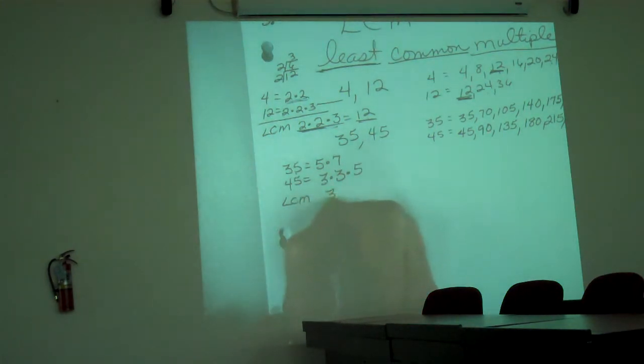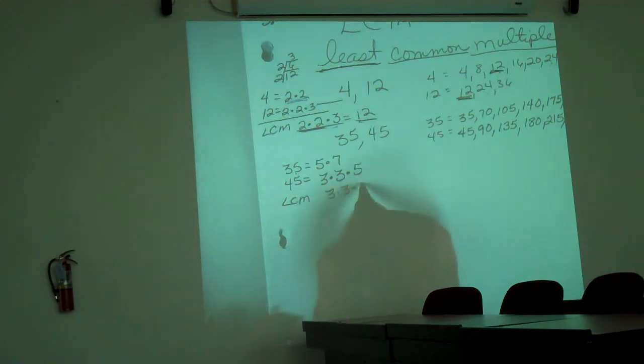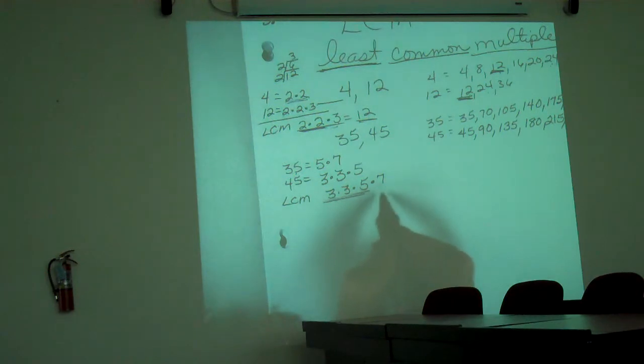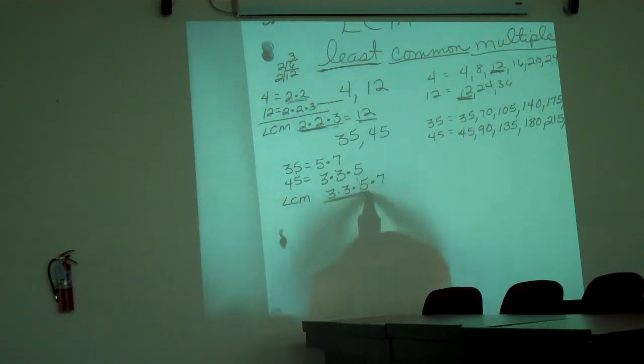We need 2 3's to make sure 45 will go into it. We need a 5. We don't need 2 of them because both of these only have 1. And we need a 7 in it. See, the 5 times 7, 35 will divide into it. 45 will divide into it right here. See, 45 will divide, and so will 35. So this would be 45 times 7.